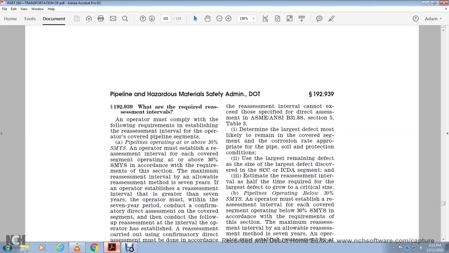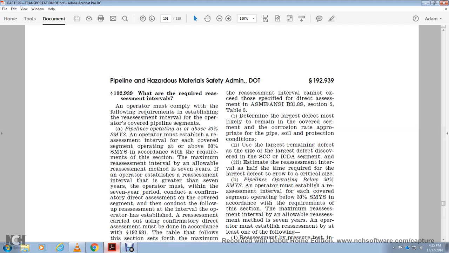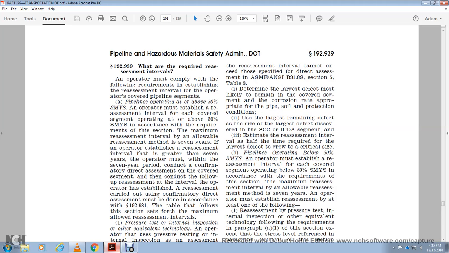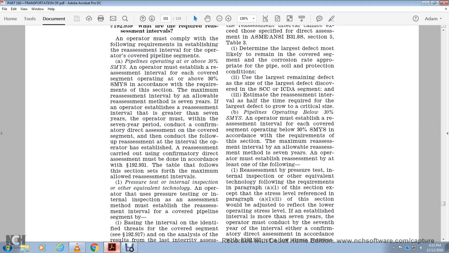If the operator established a reassessment interval greater than seven years, the operator must, within the seven-year period, conduct a confirmatory direct assessment over the covered segment, and conduct the following reassessment over the interval the operator established. The confirmatory direct assessment must be done in accordance with 192.931, and the table of this section sets forth the maximum allowed reassessment intervals. Pressure test, internal inspection, or equivalent technology: the operator must use the assessment method established for the reassessment interval of the covered pipeline segment.